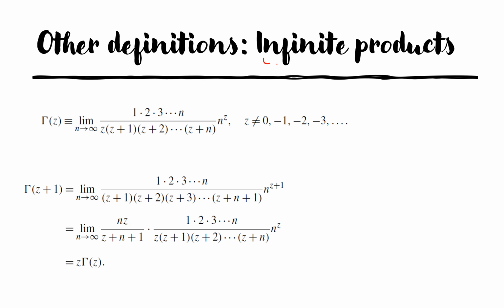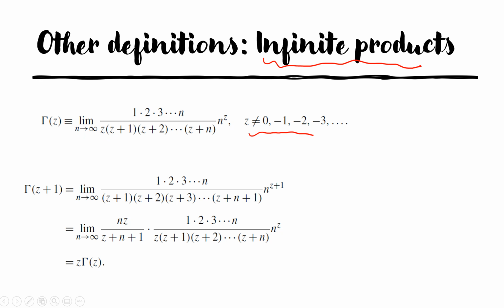Now I want to talk about other definitions. The first definition was this integral. The next one is in product form. Gamma of z can be defined as the limit as n goes to infinity of 1 times 2 times 3 up to n, divided by z times z plus 1, z plus 2, up to z plus n, times n to the z. By the way, z cannot be a negative integer, otherwise the denominator will be 0.